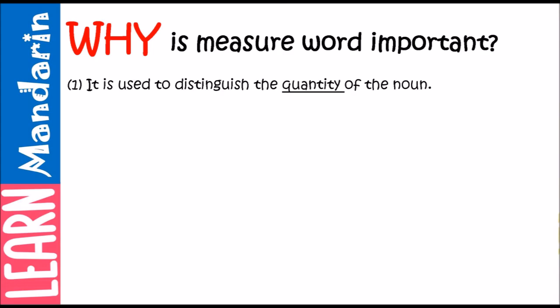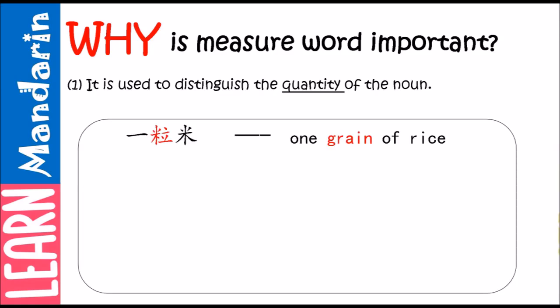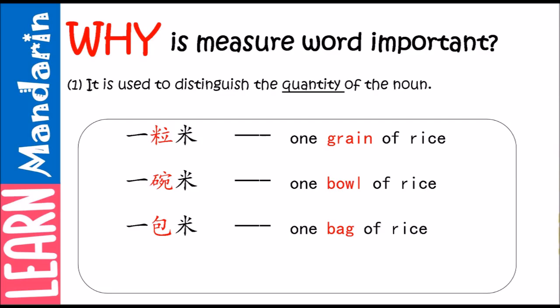First on the list is to distinguish the quantity of the noun. Let's have mi or rice for our example. For a piece or granule of rice, it will be 一粒米. Then a bowl of rice is 一碗米. A bag of rice is 一包米. And lastly, a sack of rice is 一袋米.